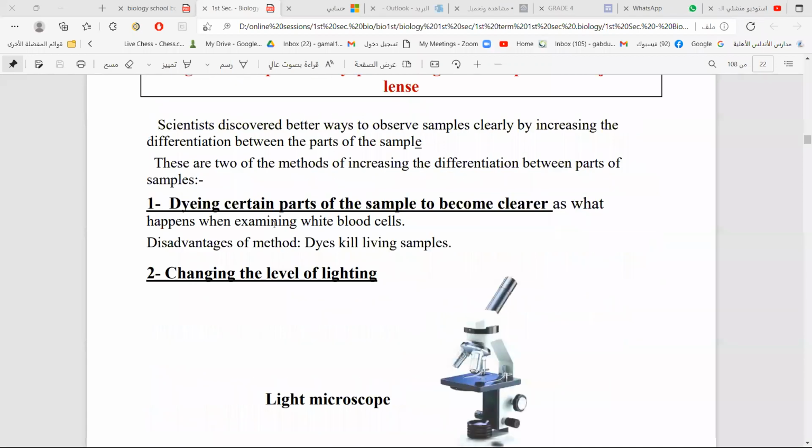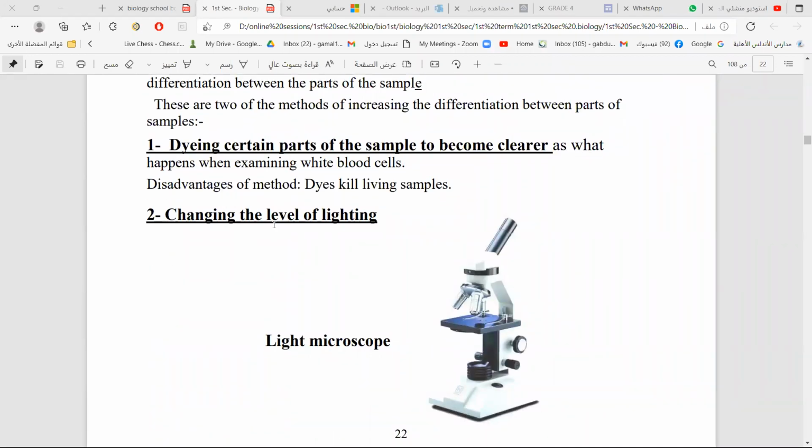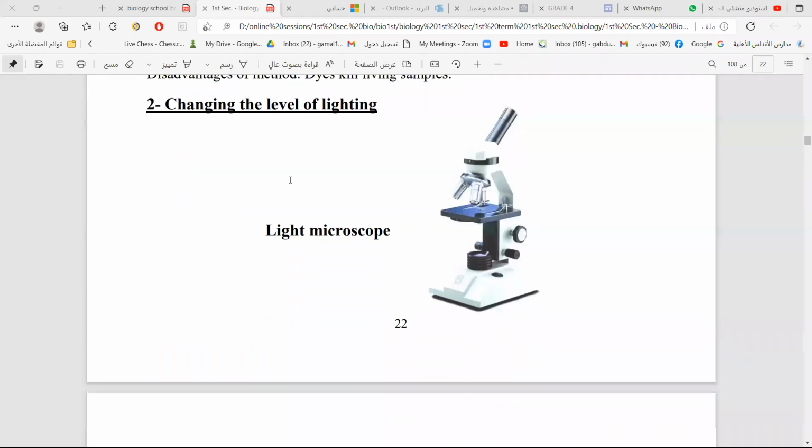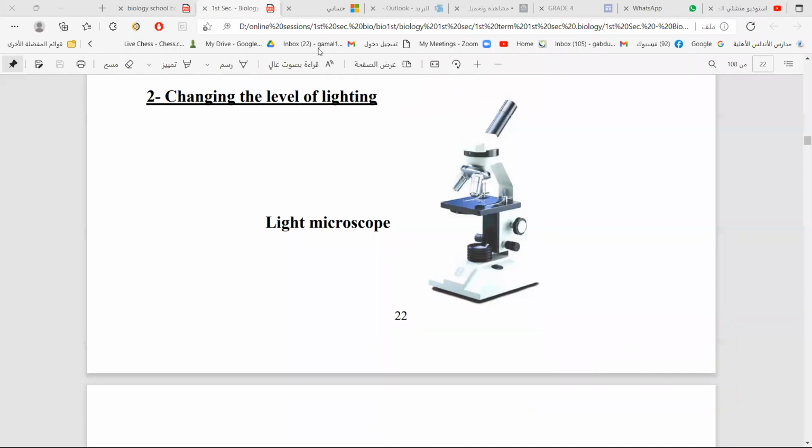Now, how to use the light microscope. As you see here, we have many parts. This is the ocular lens. This is the objective lens. We have many objective lenses. Why do we have many objective lenses? Because we can use them according to the size of the sample which we study. The samples may be different in size, so you can change the objective lens to change the magnification power.